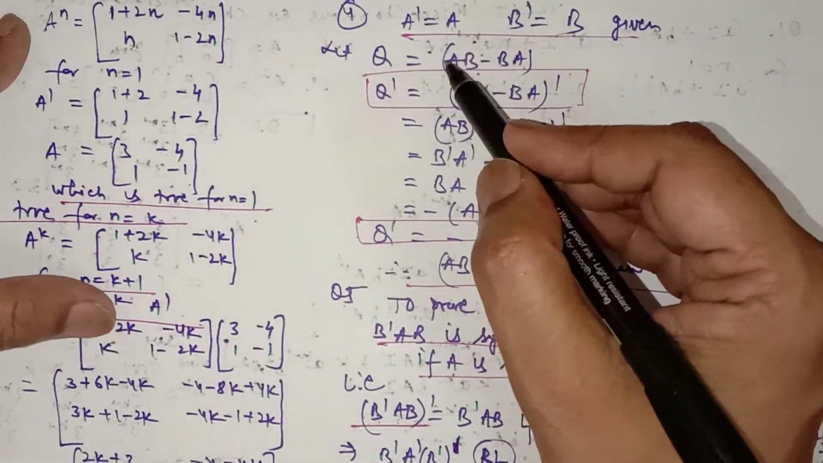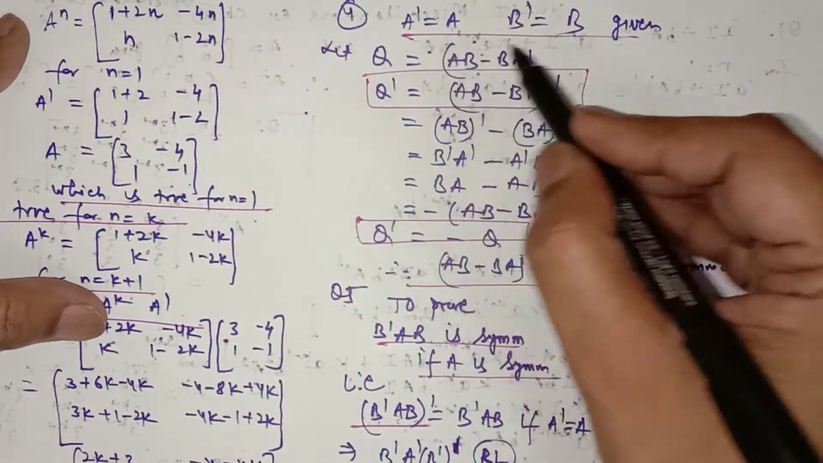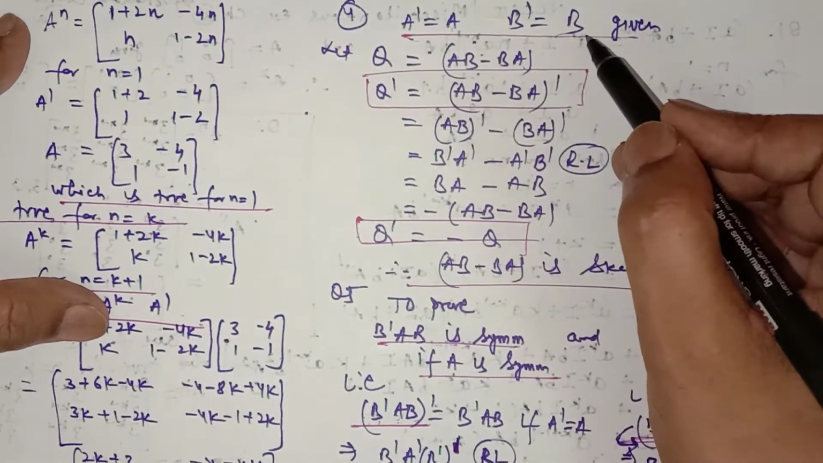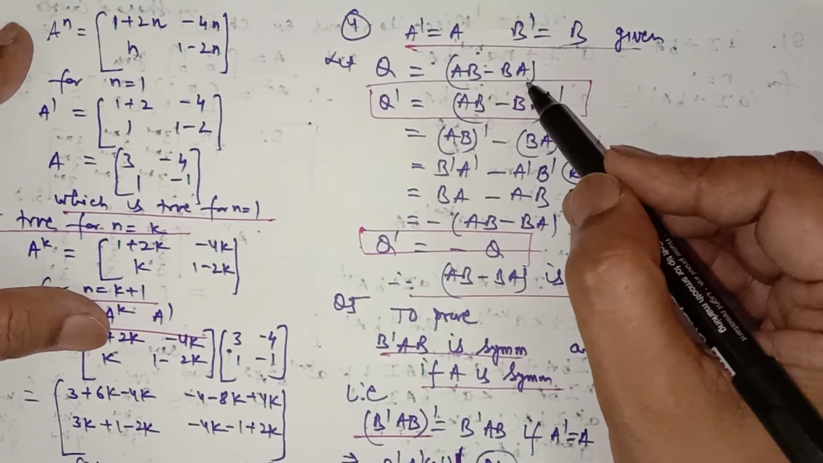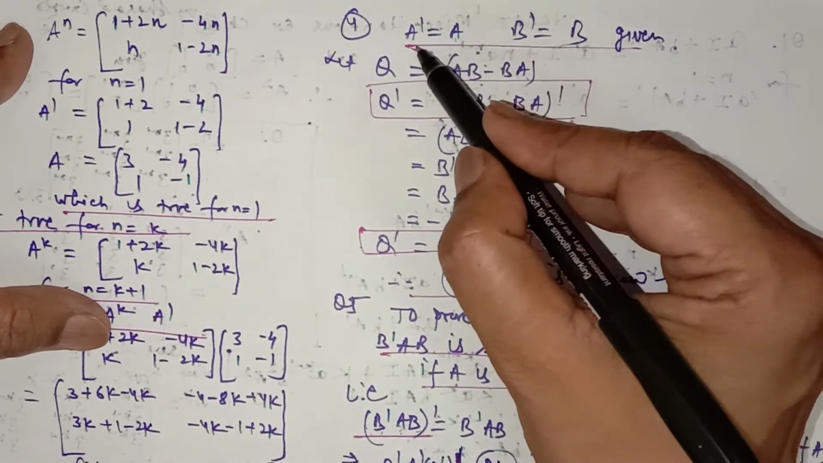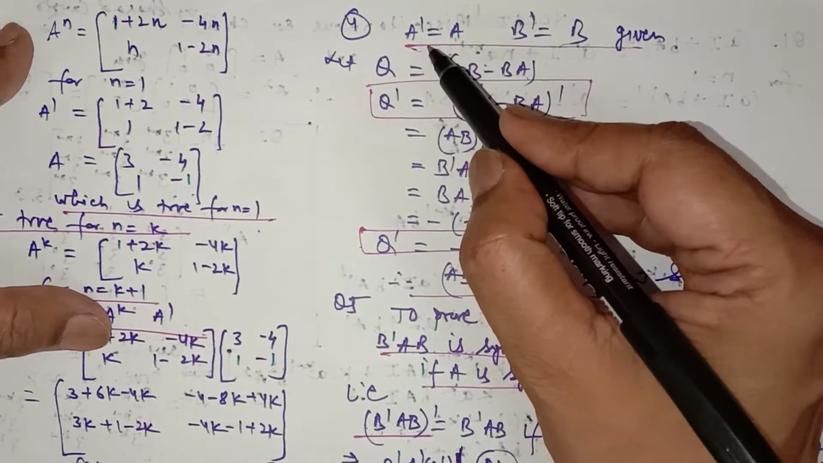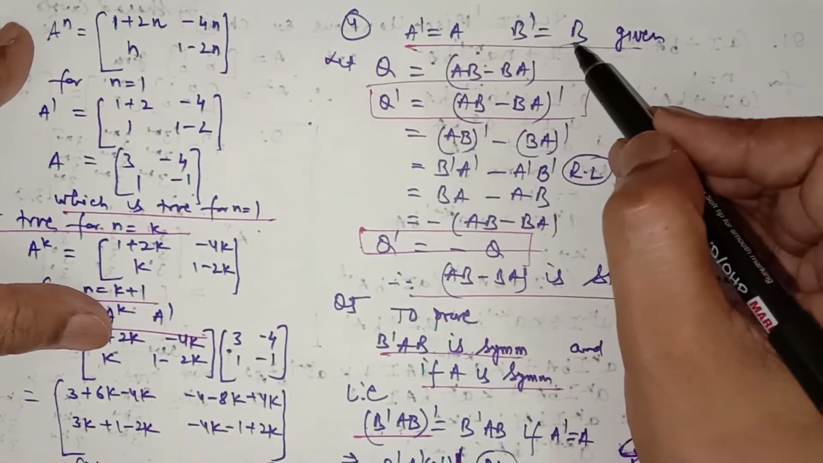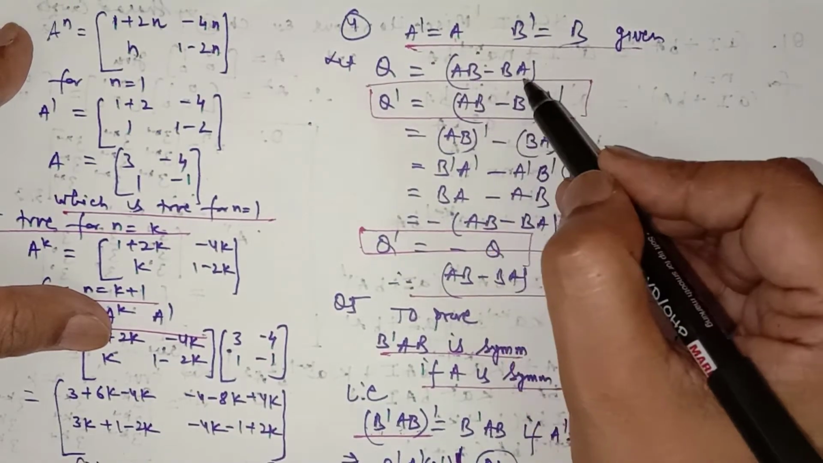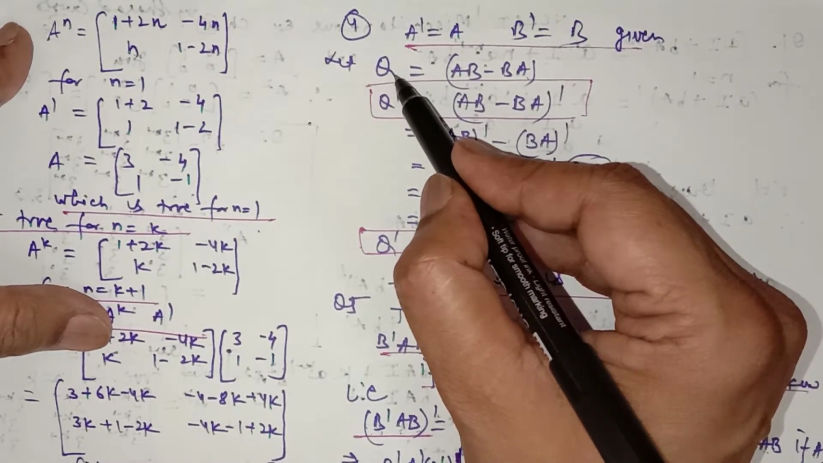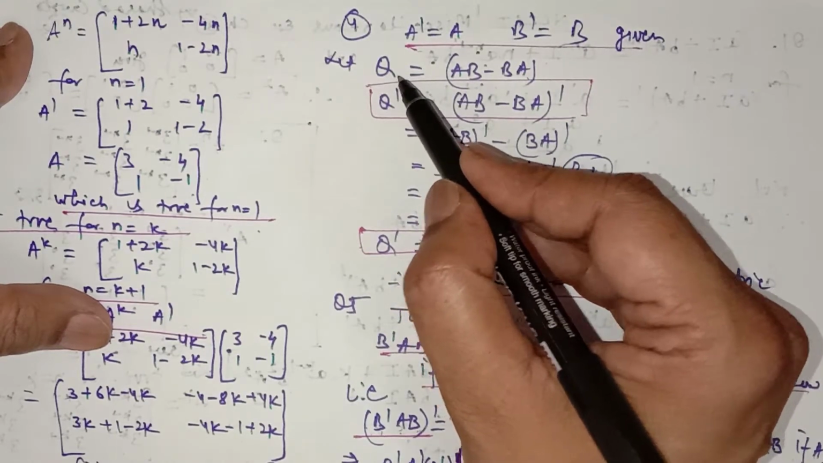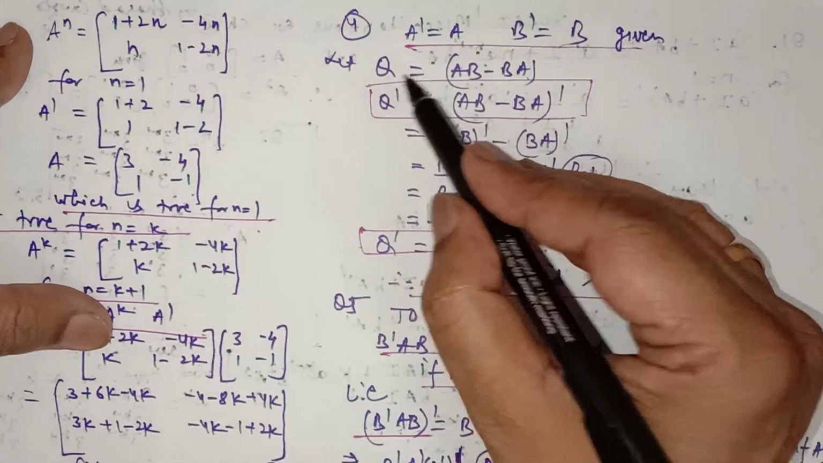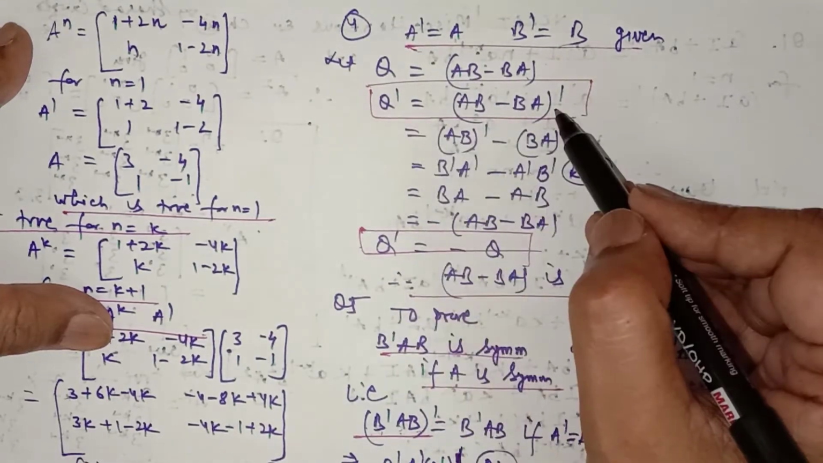It is given that matrix A as well as matrix B both are symmetric matrices, and you have to prove that AB minus BA is a skew symmetric matrix. So A transpose is equal to A and B transpose is equal to B. To prove that AB minus BA is skew symmetric, let it equal Q. I should prove that Q transpose is equal to minus Q. Taking transpose on both sides.